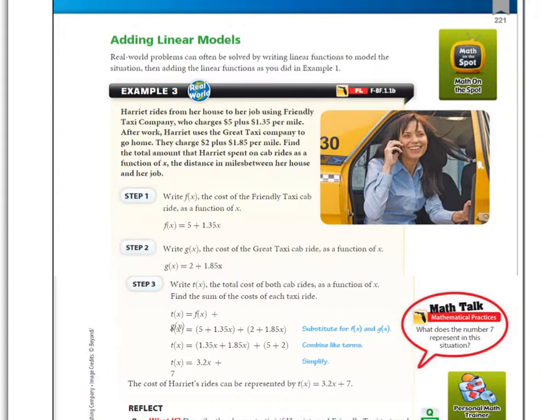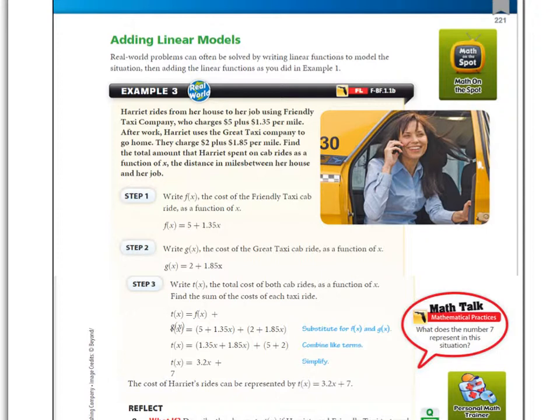We're covering part 2 of 7-2. We're still going to be adding, subtracting, and multiplying linear functions, but now we're first going to have to write them. So we have our taxi company, the friendly one, which charges $5 plus $1.35 per mile. So step 1, we write the equation for f of x, the first one. Step 2, she takes the other taxi company to go home, which charged $2 plus $1.85 per mile. And we want to find the total that she spends on cab rides.